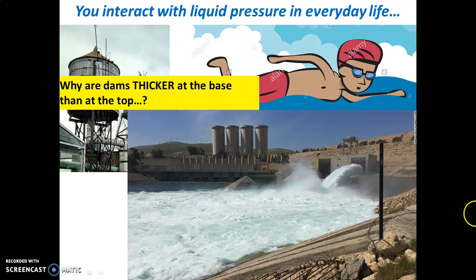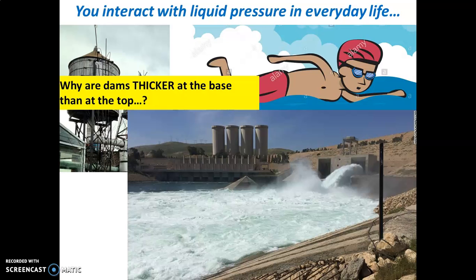The reason why they are thicker at the base is because at the base of the dam, it is further down in the water, or in the reservoir, for example, or the large lake.